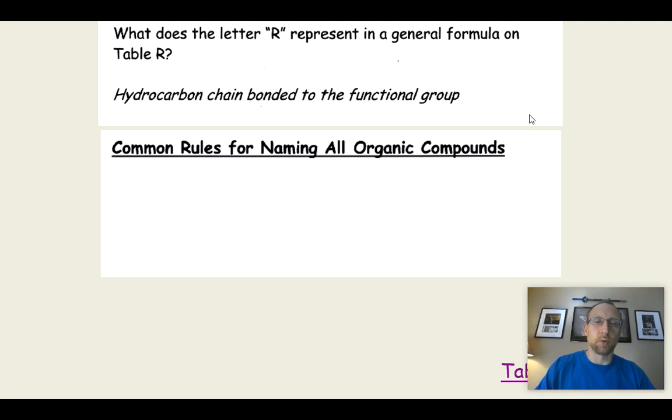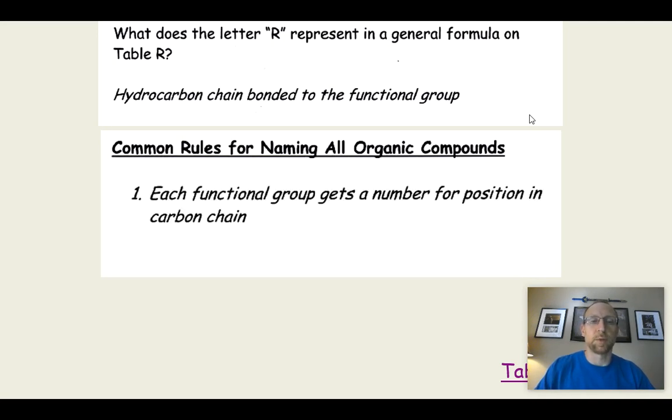So what are our common rules? Number 1, each functional group gets a number for position in the carbon chain. Just like when we did the double bonds or the branches in the hydrocarbons, it's the same thing here. We use a number for position. Try and see how everything's tied together, and that makes it a little bit easier. And remember, same thing applies here. We're always going to give it the lowest possible number. So you're always going to start from the side of the compound that gives you the lowest possible number, just like with the alkyl groups or the double or triple bonds.